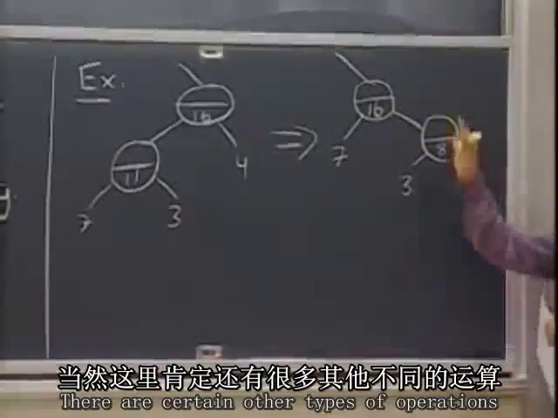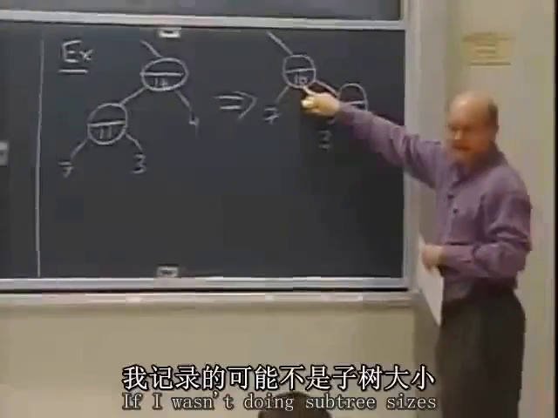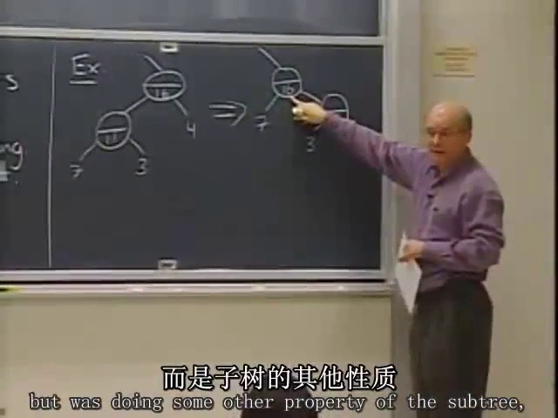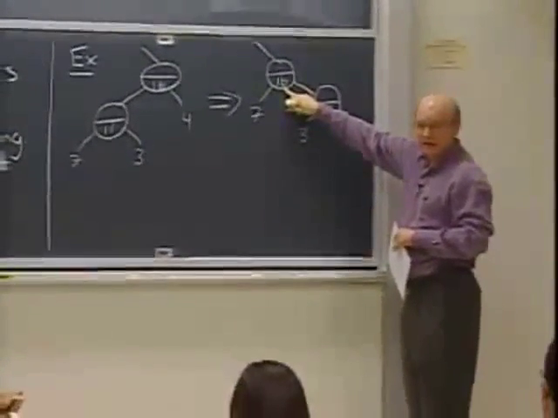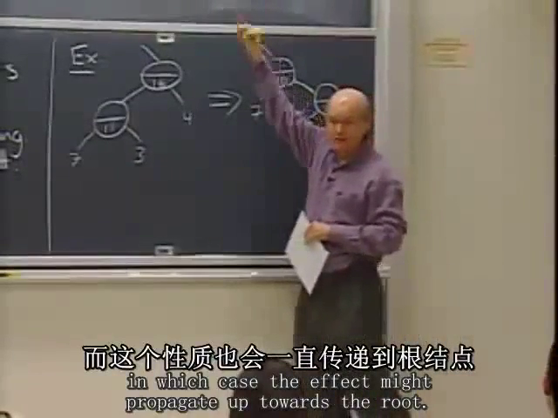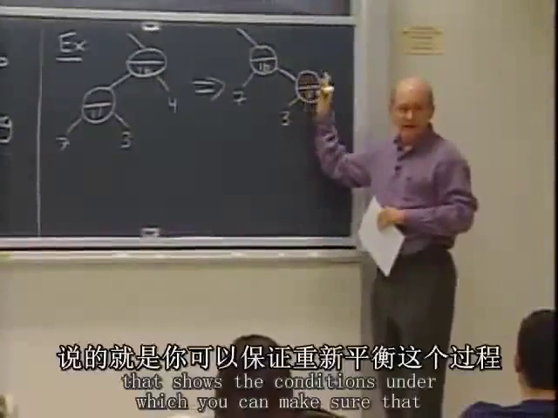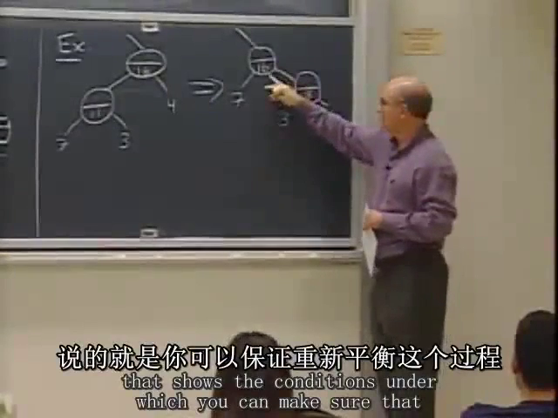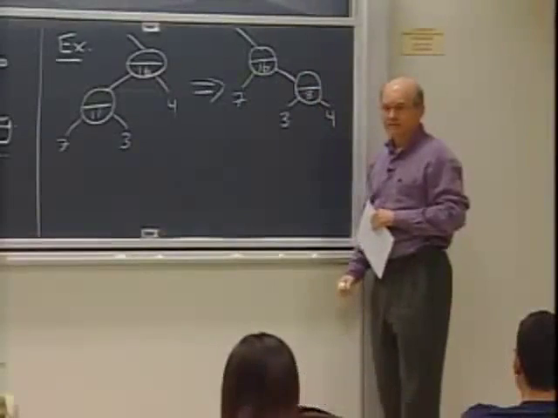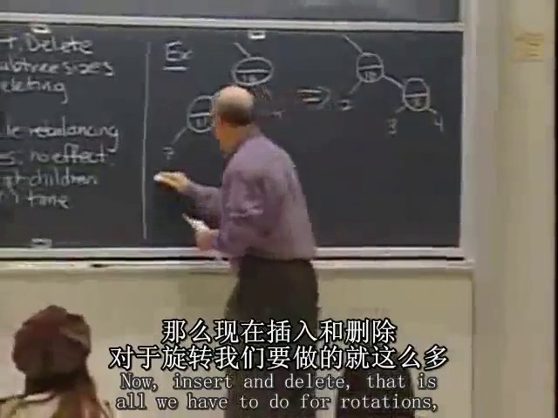Now, there's certain other types of operations sometimes that occur where this isn't the value. If I wasn't doing subtree sizes but was doing some other property of the subtree, it could be that this was no longer 16, in which case the effect might propagate up towards the root. There's a nice little lemma in the book that shows the conditions under which you can make sure that the rebalancing doesn't cost you too much. So that was pretty good. And so now insert and delete.